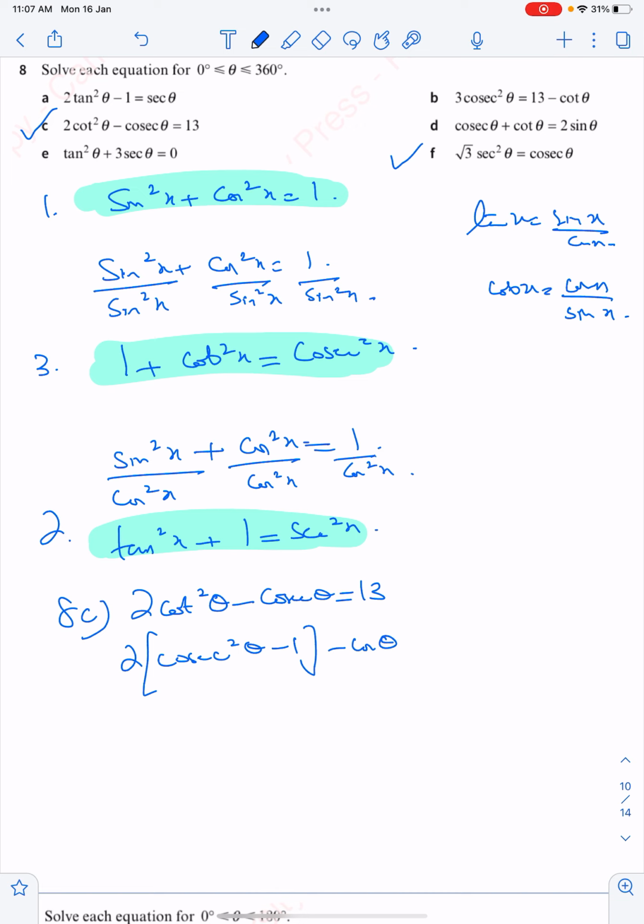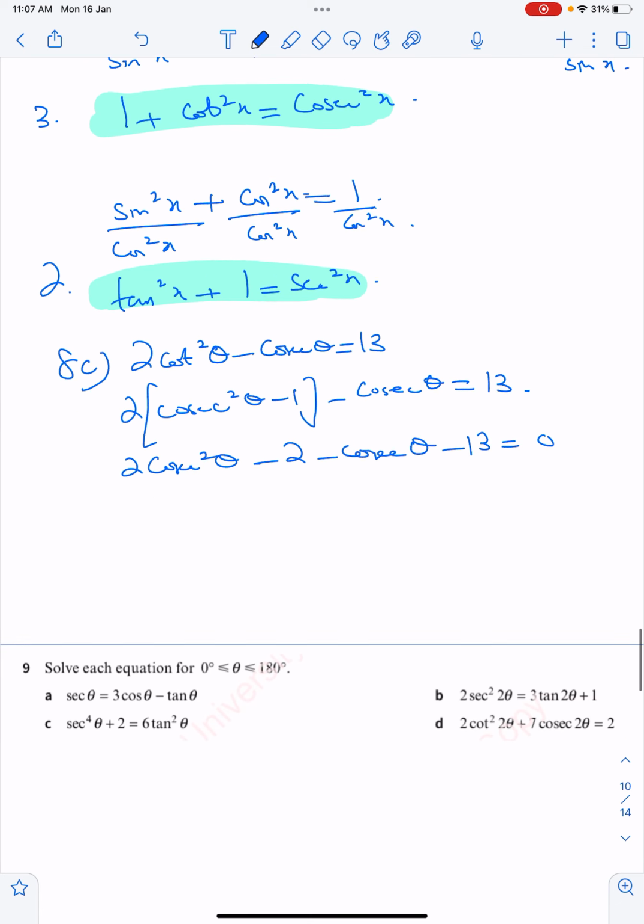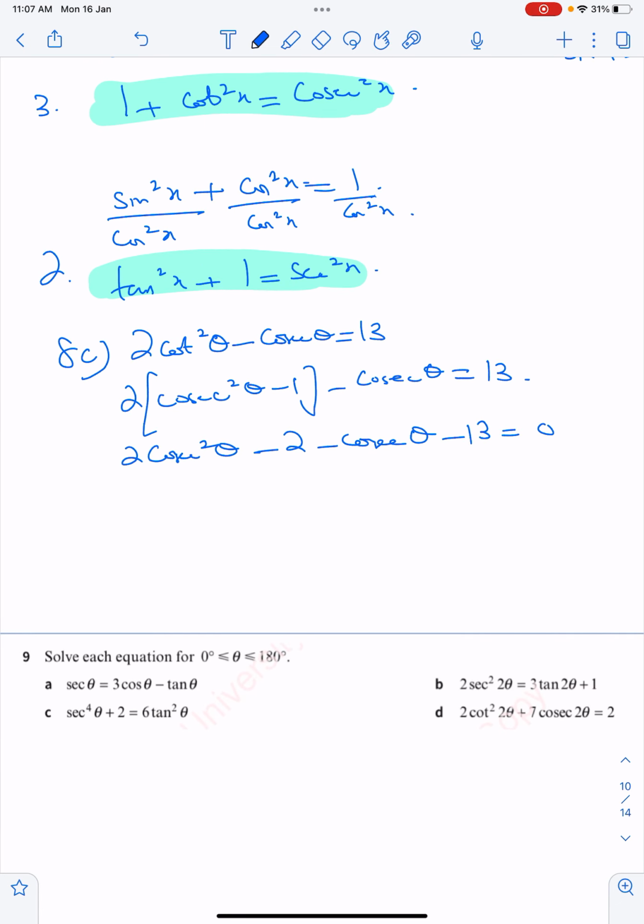Minus cosec theta equals to 13. This will become 2 cosec square theta minus 2 minus cos theta cosec theta minus 13 equals to 0. So if I let cosec theta equals to y, it will be 2y square minus y minus 15 equals to 0.